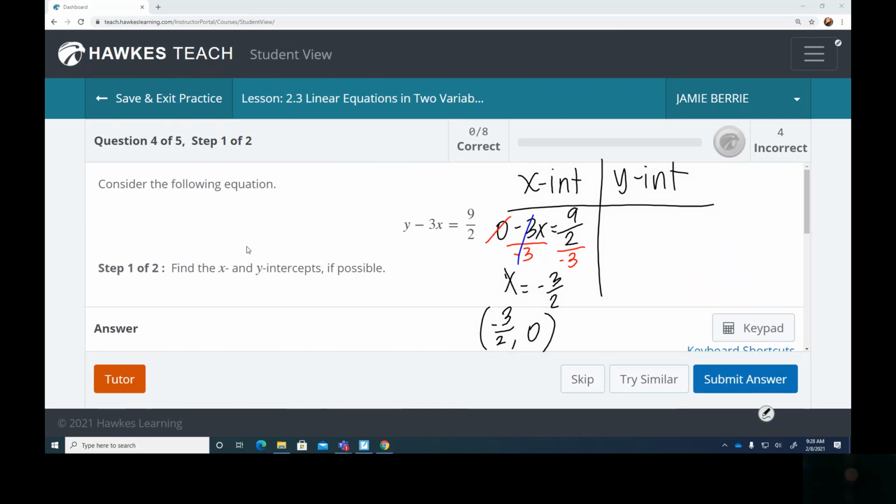All right, so y-intercept, this one's going to be super easy. You just replace x with 0 and solve for y. So y minus 3 times 0 equals 9/2. The -3 times 0 cancels out. You're left with just y equals 9/2. So that's your y-intercept. That would be 0, 9/2.